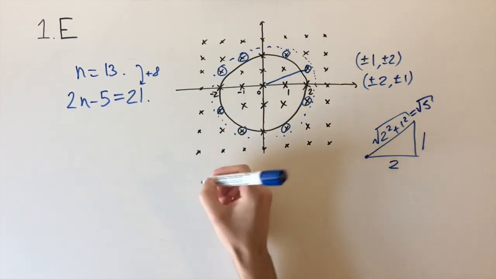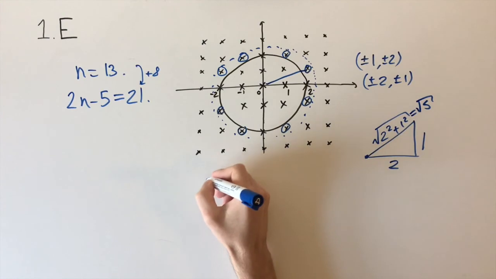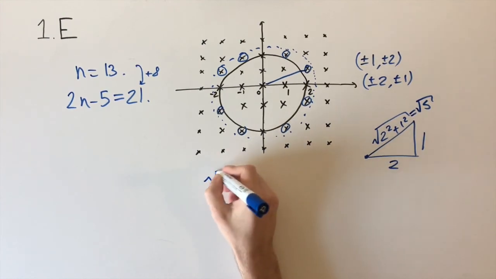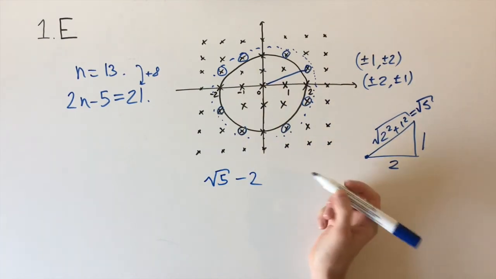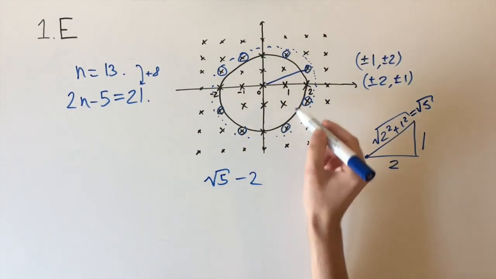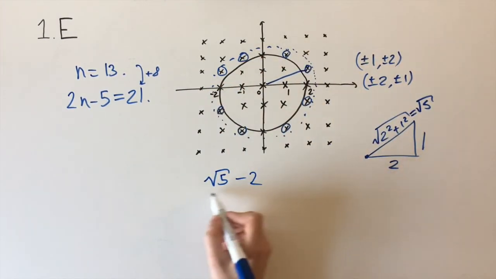So that means that the answer to the question is we need to increase the radius by square root of 5 minus 2. Because the original circle already had radius 2, if we just add on this value, we're going to have a radius that equals exactly the square root of 5.